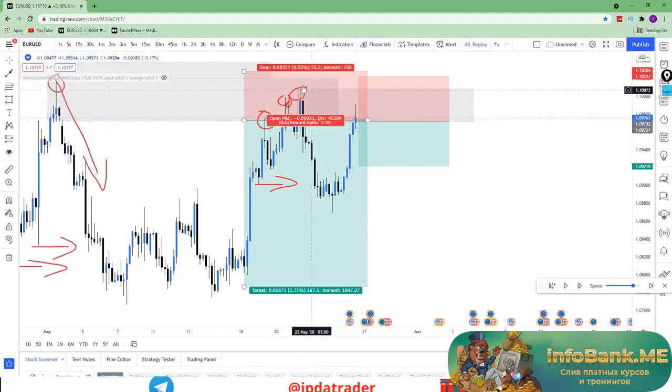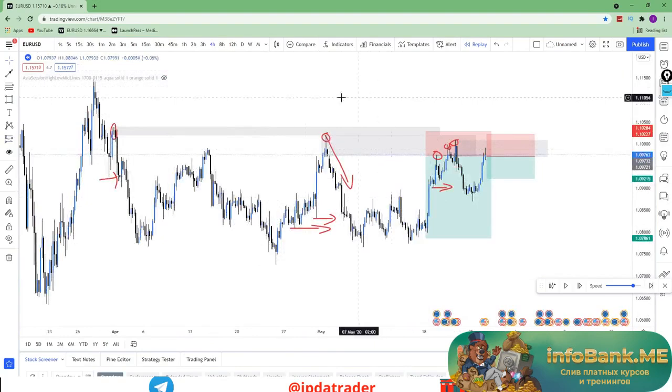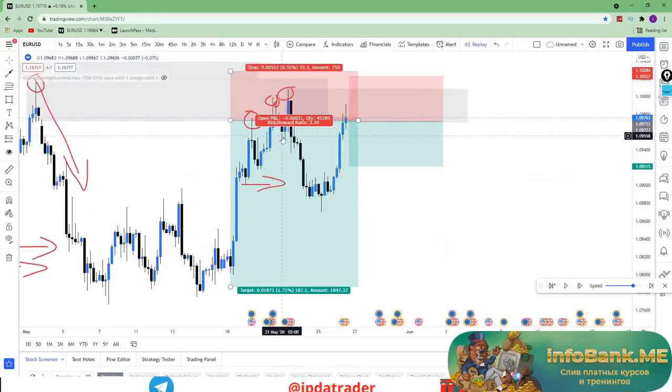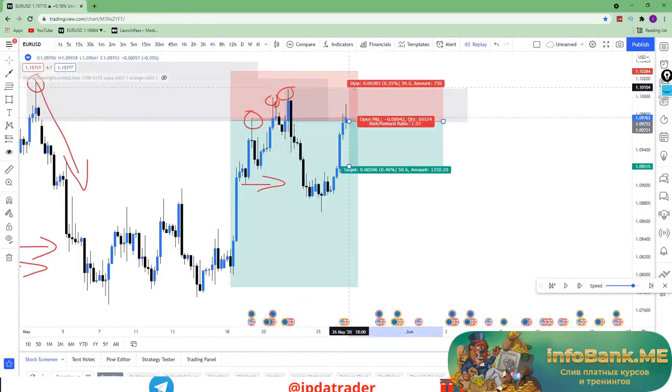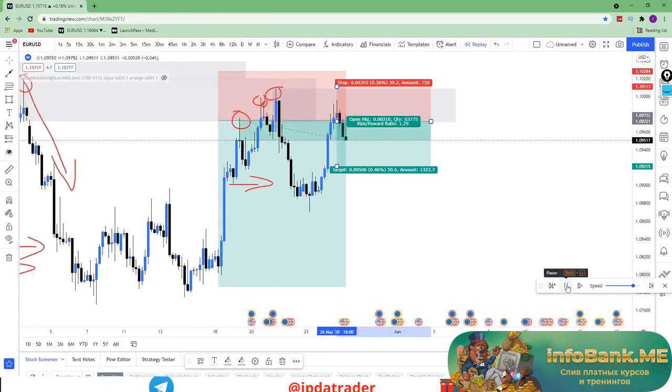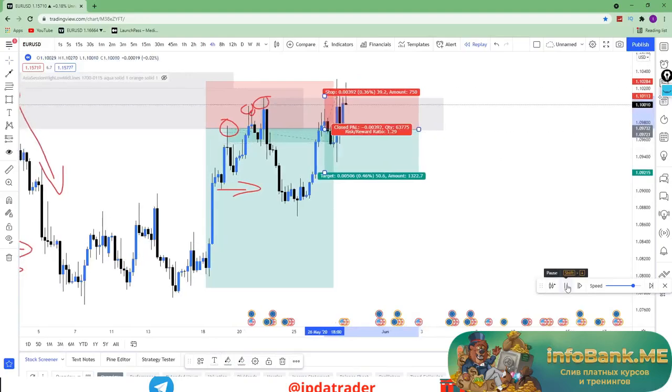Doesn't mean it's going to hold because we're not taking into consideration the bigger picture, the structure and whatsoever. We're just focusing on the last up move before the down move. So this should be valid on its own. Let's see what happens. And it gets taken out.